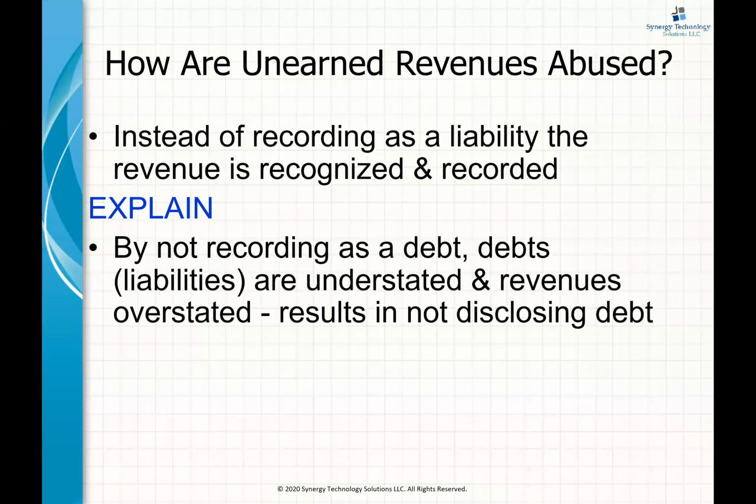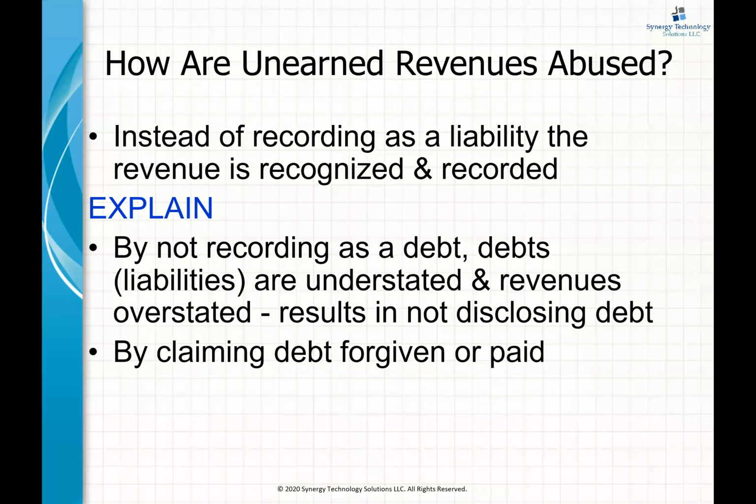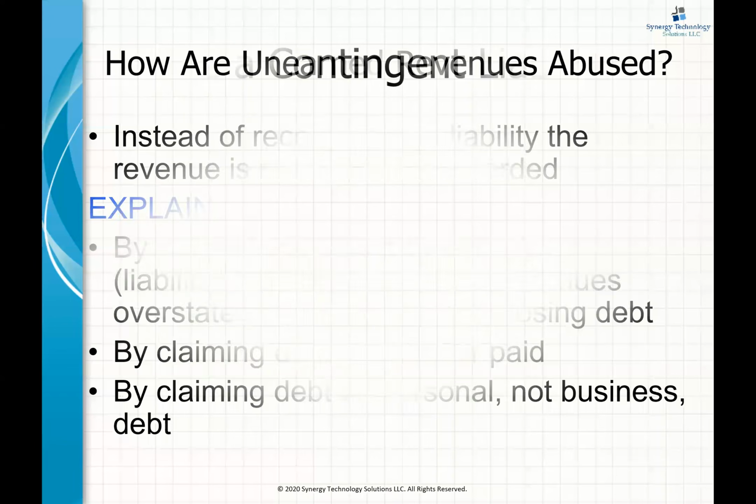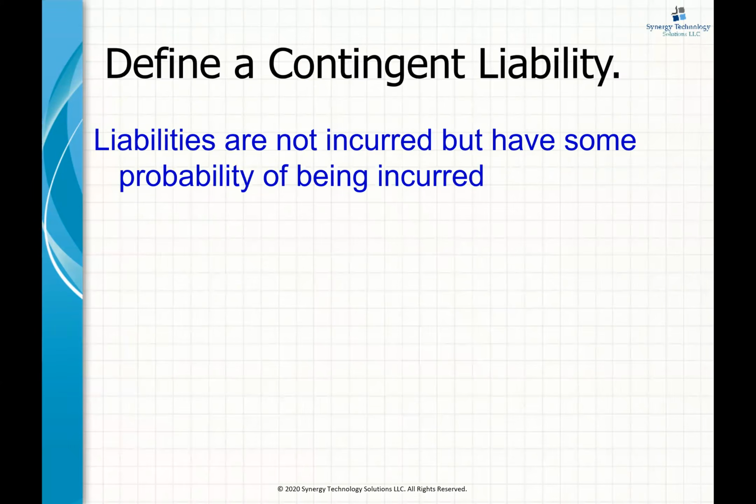So it could happen by not recording debt, that is a liability, so the liability is understated and revenue is overstated, and you don't have any necessary disclosure in the notes. Debts are forgiven. There is one claim: sometimes you borrow for the business, but you show it as a personal debt or claim it as a personal debt. Now, contingent liability, this is a tricky thing.